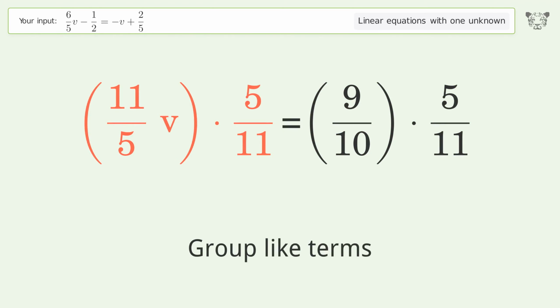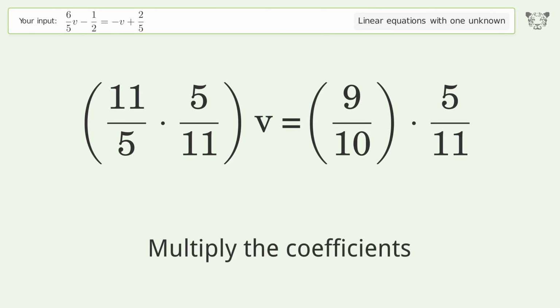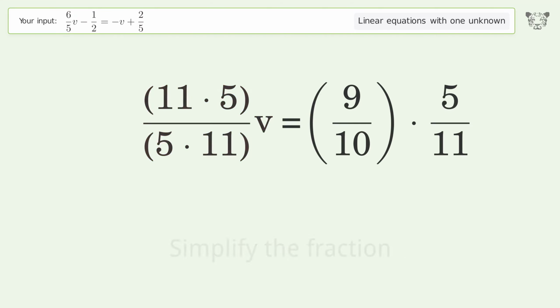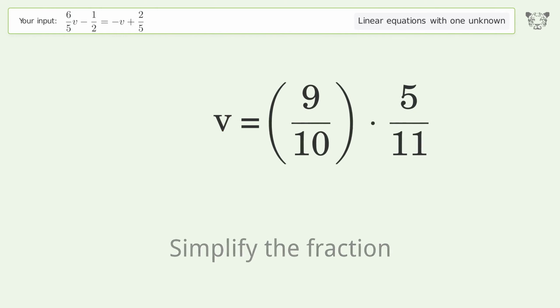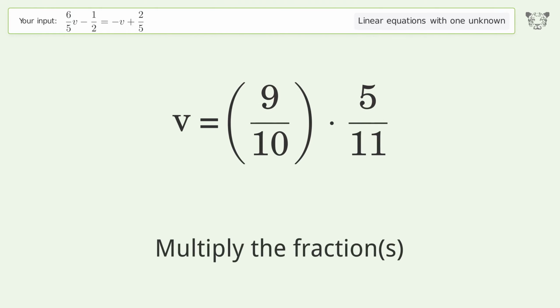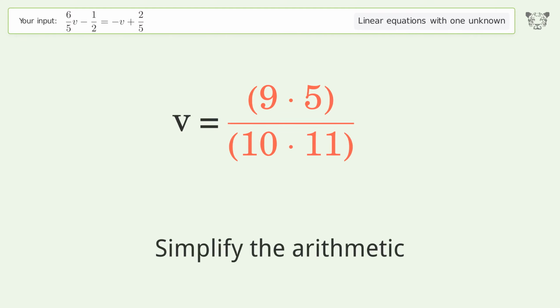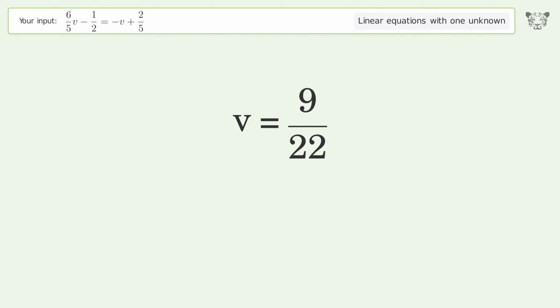Group like terms. Multiply the coefficients. Simplify the fraction. Multiply the fractions. Simplify the arithmetic. And so the final result is v equals 9/22.